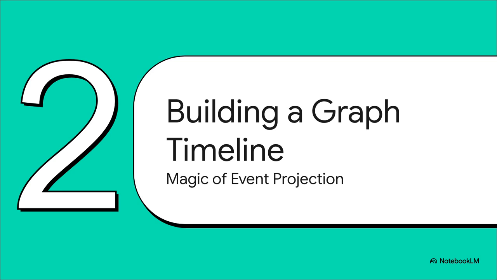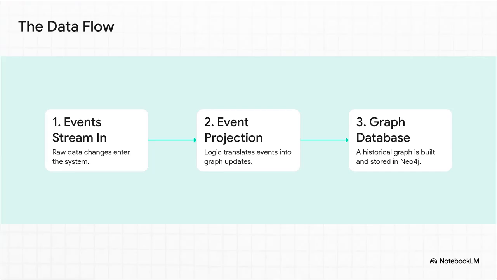So how does Aurora actually build this incredible historical timeline from just a simple stream of events? Well, the real secret sauce here is a process called event projection. This is what's responsible for turning those events into a rich, interconnected graph. And the flow itself is actually super simple and elegant. First, raw events just stream into the system. Think of things like user updated their email or order status changed. Next, the event projection logic kicks in and translates each of those events into a graph update. And finally, that update gets committed to the Neo4j database, building out that historical record piece by piece.